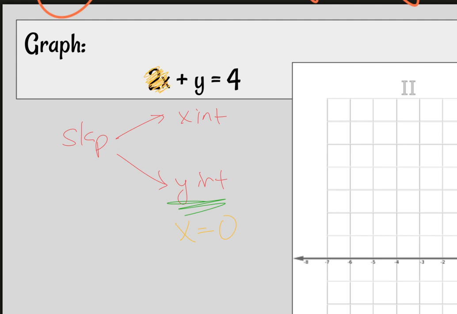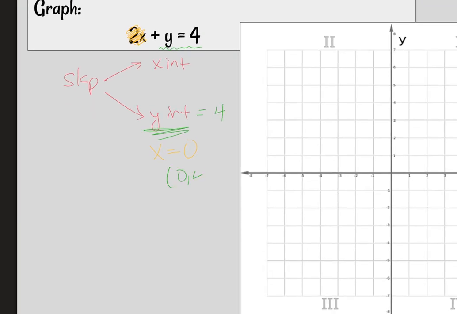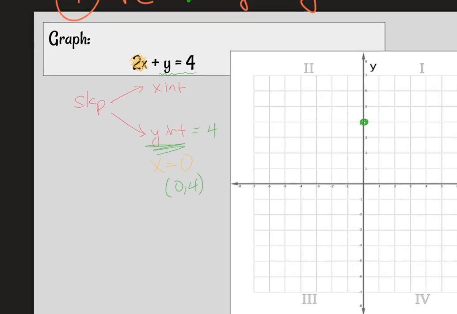What do you now see? I see y equals 4. The y-intercept is 4. We write it with coordinates: x is 0, y is 4. There it is. That's not that bad, right?